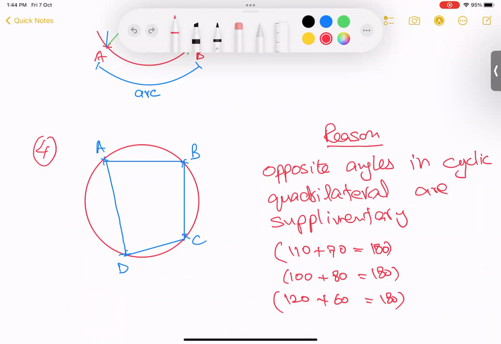And the property says opposite angles are supplementary. It means if this is 100, then this is 80. Why, sir? Because if you add them, it gives you 180 degrees. Let's say, for example, I take a rough value, 95 or let's say 120. Then this must be 60. Why? If you add them, they give 180. So what is the reason behind it? Now I can prove it.